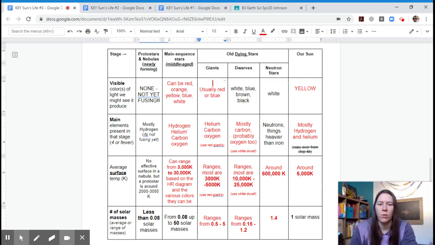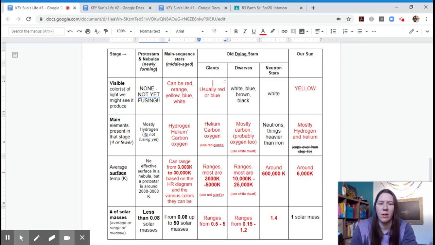Over here under dwarfs, these are mostly carbon. A lot of times the white dwarf core is just the carbon that was the last thing that the small to average size main sequence star fused. Beyond that, it shed its outer layers. That's where any remaining hydrogen or helium would have been, but they're mostly carbon. Maybe some oxygen too, depending on how big the star was.